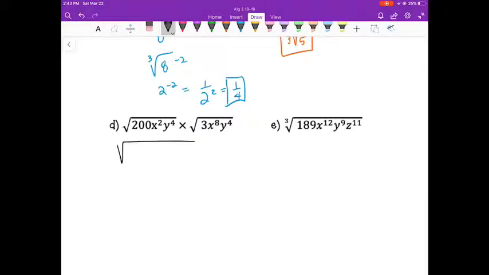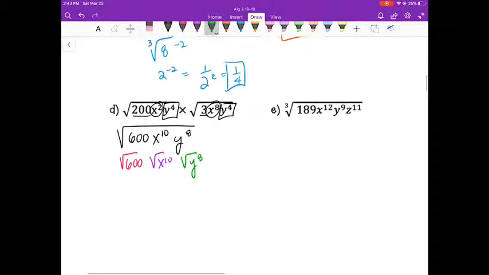So I'm looking at the square root of 200 times 3 gets us 600. x squared times x to the 8th, we add exponents, x to the 10th, and y to the 4th, y to the 4th, that would be y to the 8th. So we're going to talk about this as the square root of 600, the square root of x to the 10th, and the square root of y to the 8th.